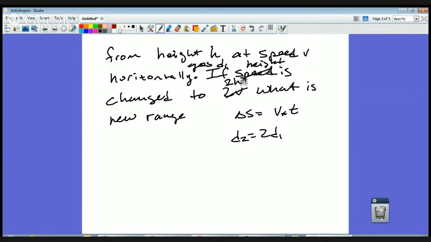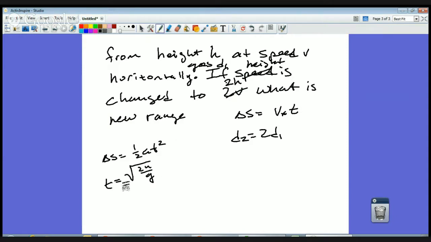Let's make the height 2h. So when we changed the speed, we didn't change the time that it was in the air, but now the speed is staying the same, but the time in the air is going to change. So, like I said a second ago, the change in position we know is 1/2 at squared. So t is equal to the square root of 2h over g.